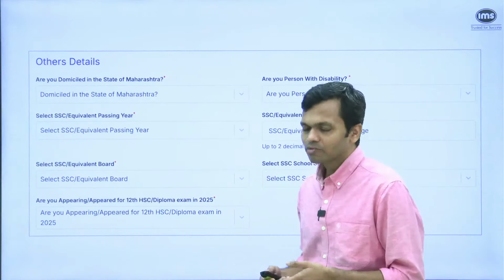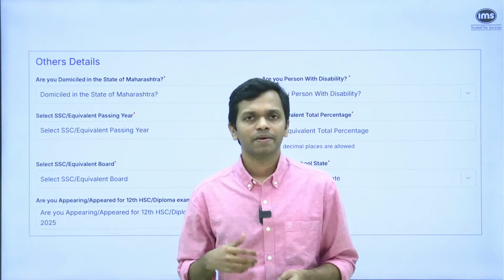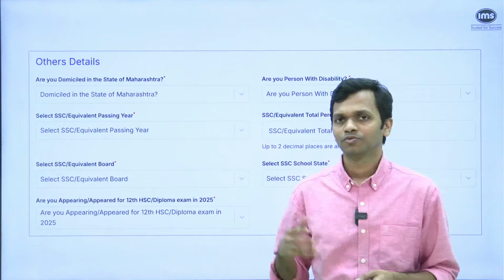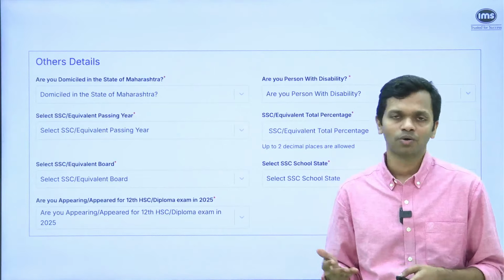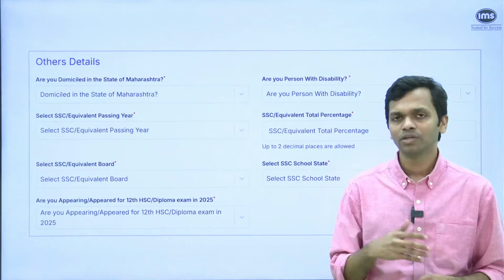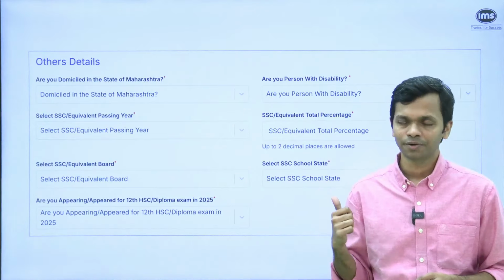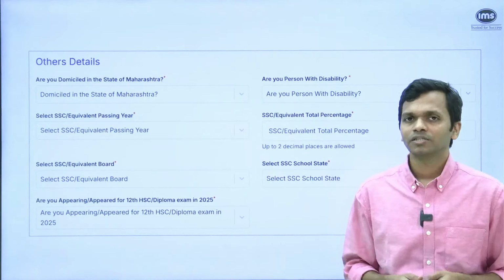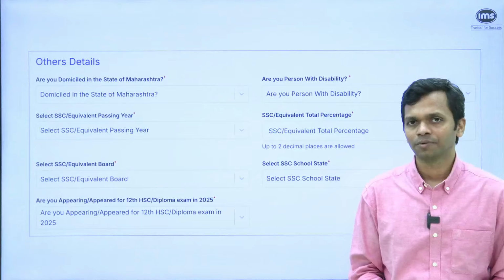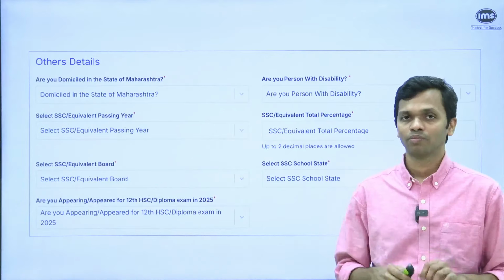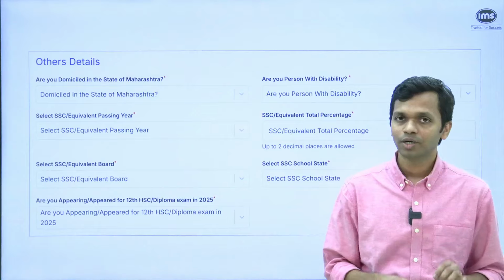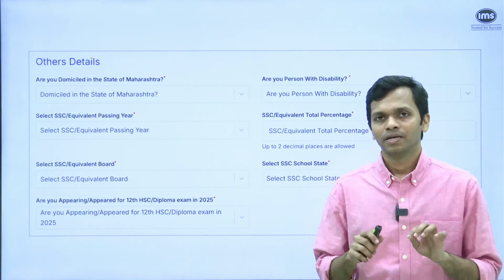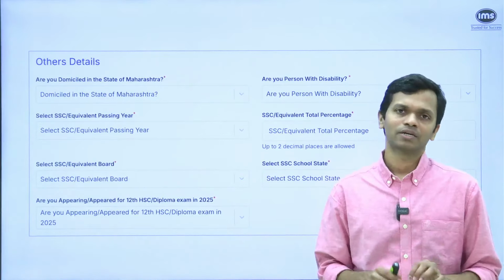Then comes the part which is very crucial, and please don't make any mistakes here, because if you make a mistake, it is not possible to rectify. You will have to create a new account with another email ID and mobile number if you end up making a mistake here. So the question that they have asked is, are you domiciled in the state of Maharashtra? Which means, do you have a domicile certificate? Now, you may be domiciled at this point of time, but you do not have a certificate. In that case, I would suggest that you get a certificate done.